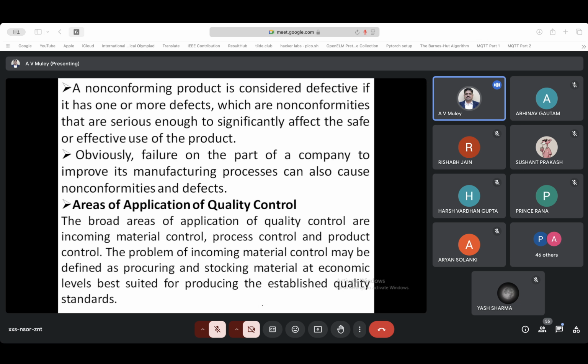Areas of application of quality control, the quality control कहाँ हम लोग use करते हैं, the broad areas of application of quality control are incoming material control, process control, product control. The problem of incoming material control may be defined as procuring and stocking material at the economic level best suited for producing the established quality standard. जिसमें कि inventory control एक aspect होता है.